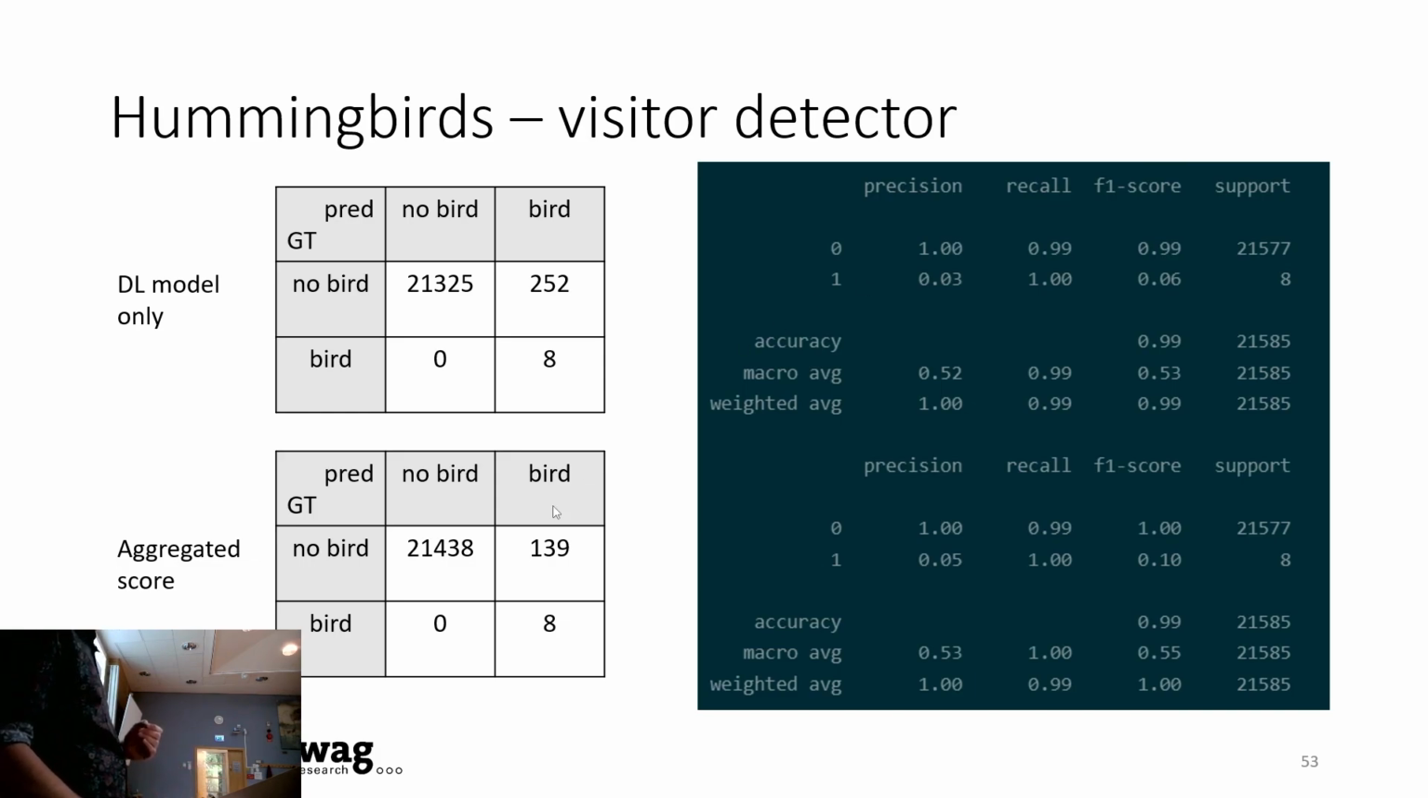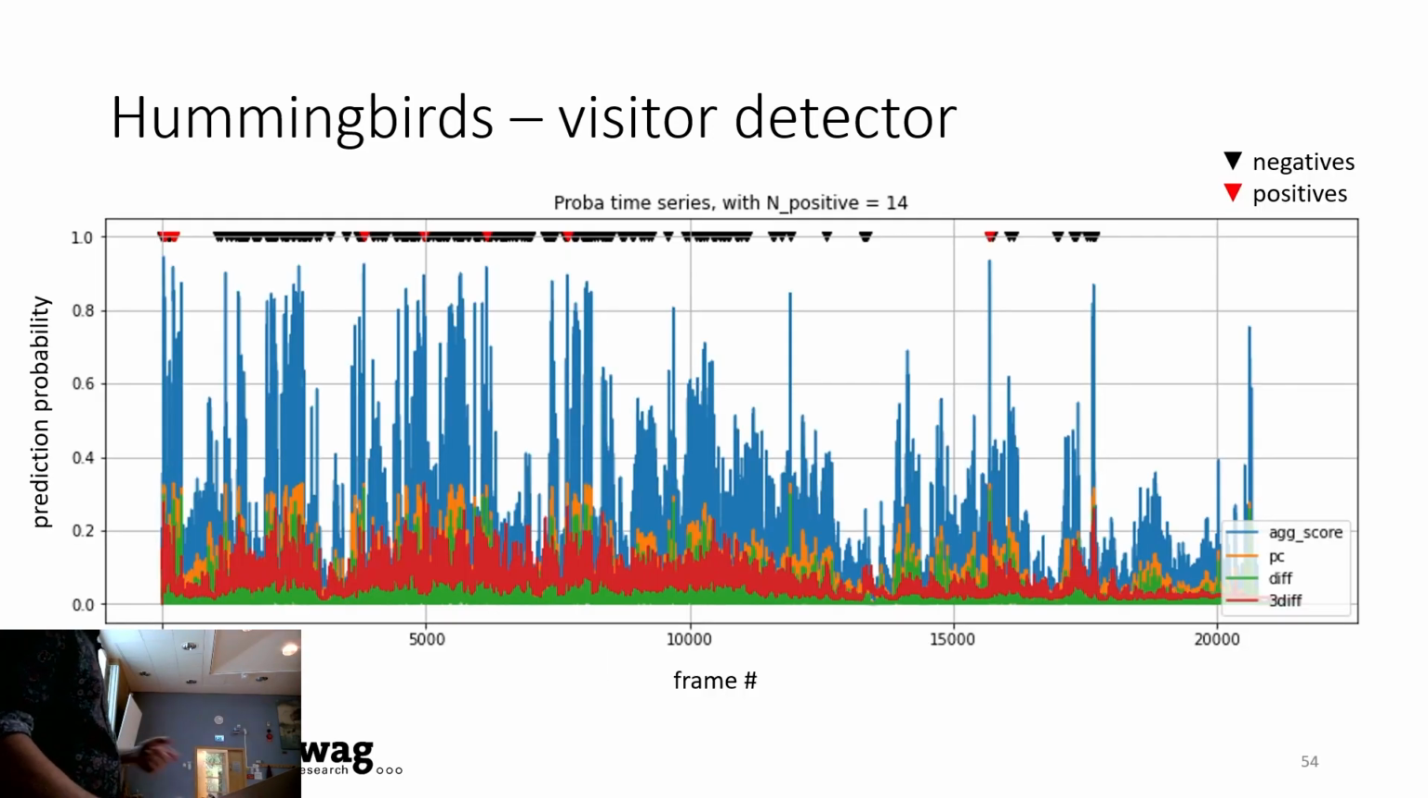What we basically do with the aggregated score is this: the deep learning model only guesses correctly all the frames in which there is a hummingbird, but it spits out quite a few false positives as well. The only thing we really do with the aggregated score is cut out a bit of the false positives, so increasing precision a bit. So yeah, I also like to show somewhere where my approach kind of fails a bit more.